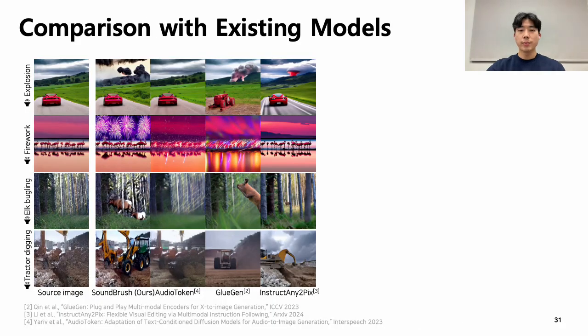Here we show a qualitative comparison against existing models, including AudioToken, GlueGen, and InstructAny2Pix. We observed that other models often fail editing. For example, in the last row, only our model successfully inserts a tractor into the scene, while GlueGen and InstructAny2Pix insert a tractor but completely change the original structure of the source image.